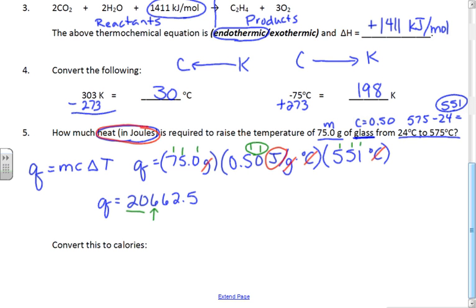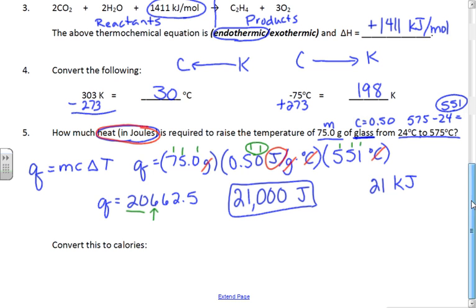It's either going to say 20,000 or the 6 rounds it up to 21,000. So the 6 is going to make the 20 round up to 21, and we have to keep the right place value, so we have to put 3 zeros at the end. Be sure we put our units. That's going to be joules, and that would be our final answer. If we wanted to change it into kilojoules, remember kilo means 1,000, and so if we divided that by 1,000, we'd get 21 kilojoules.